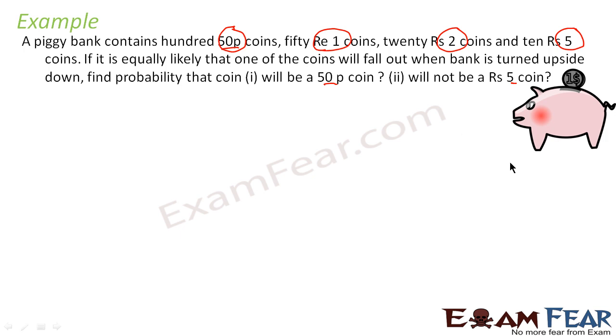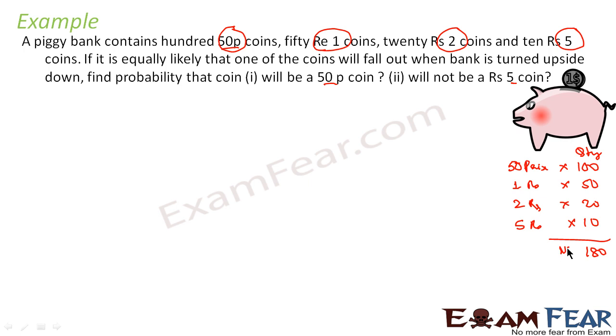So in this piggy bank I have 50 paisa into 100 pieces. Here I'll say quantity. Then I have 1 rupee into 50 pieces. Correct? 2 rupees into 20 pieces I have, and 5 rupees I have 10 pieces. Total quantity will be 100 plus 50, 150, 170 and 180. So there are 180 coins.